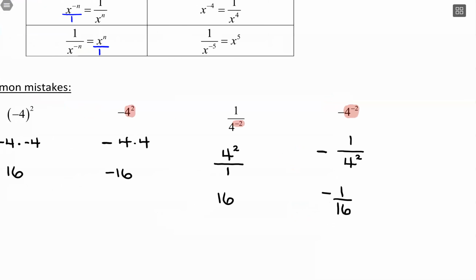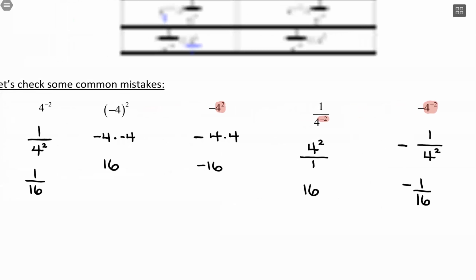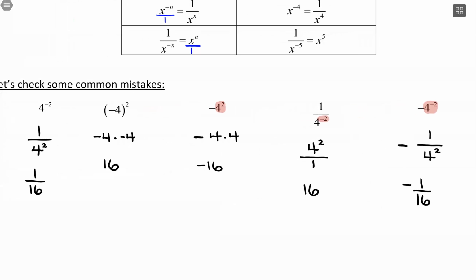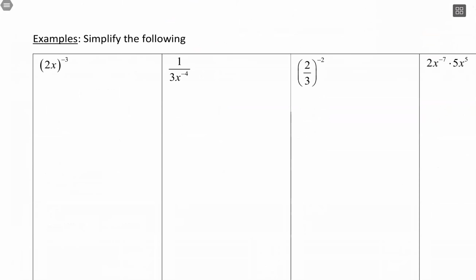So those are some cases where mistakes tend to come up just between negatives and negative exponents, just making sure that you treat them kind of differently. Okay, let's look at some examples.